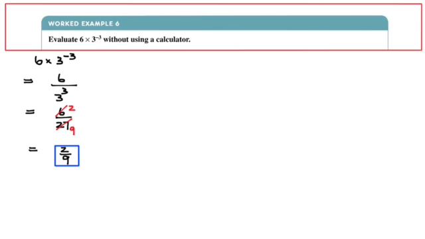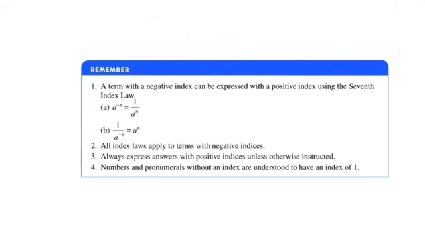Alright, so we'll just do our summary now, and then we can finish this up. So remembering, a term with a negative index can be expressed with a positive index using the 7th index law. So we know that a to the minus n is 1 over a to the n. We know that 1 over a to the minus n is a to the plus n over 1. Okay? And in shorthand version, just to help your head, if it's a negative index, take it to the other place. If it's on the numerator, take it to the denominator. If it's on the denominator, take it to the numerator as the positive index. Alright?